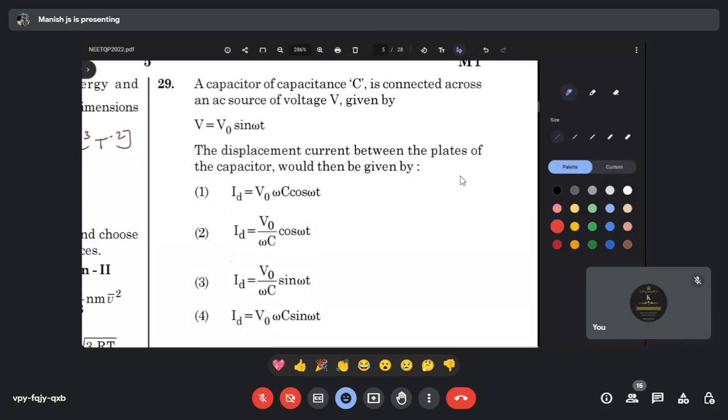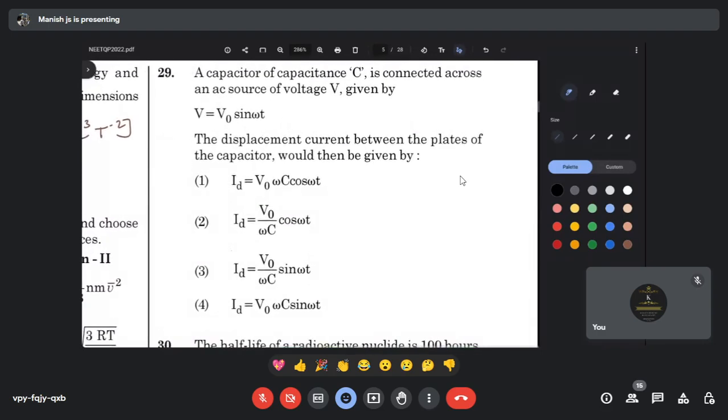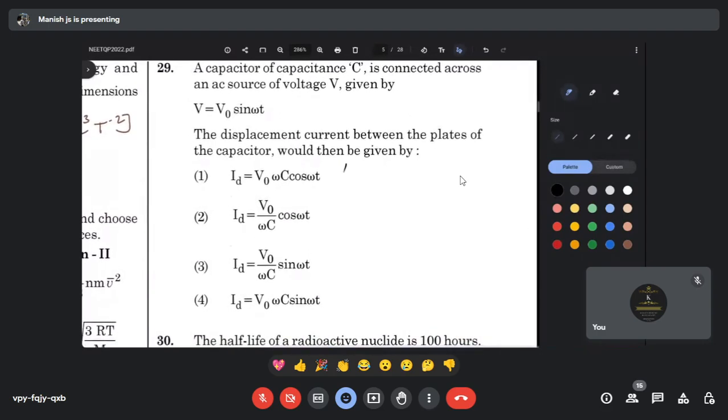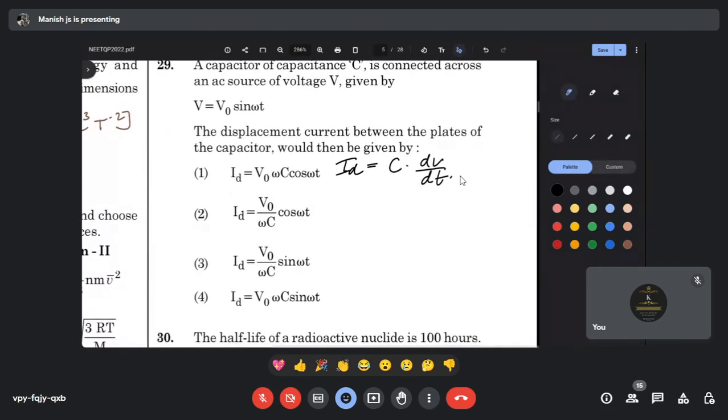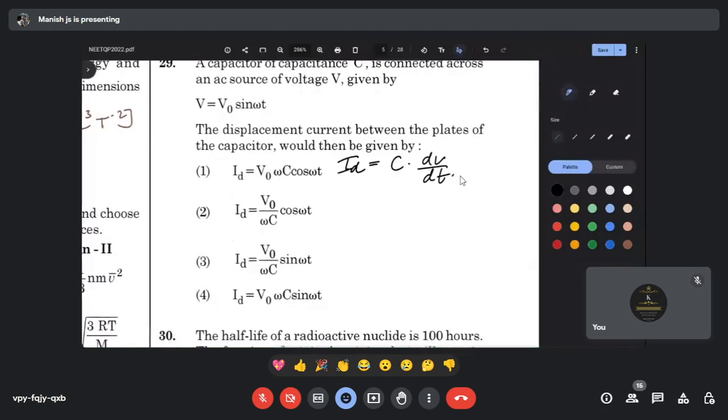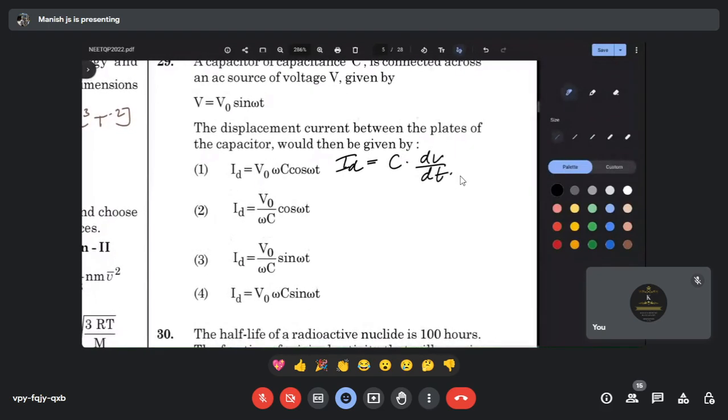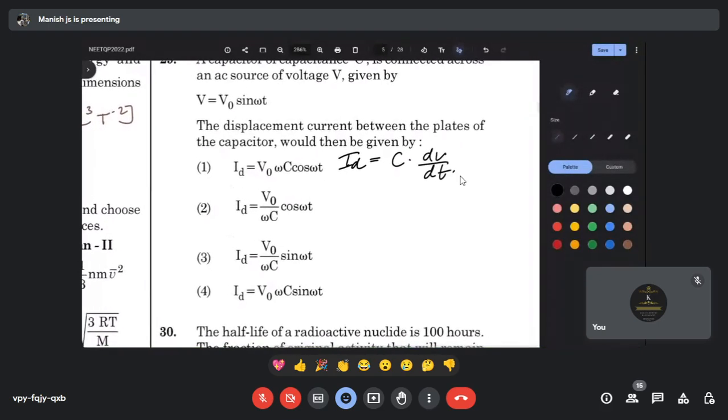So how is the displacement current given? You can use the direct relation for displacement current. Does anyone remember the relationship for displacement current? ID is equal to epsilon naught dq by dt. So ID is equal to C into dV by dt. We can use that in terms of capacitance. So you can write C into dV by dt, a direct relationship. So now you go for substituting.